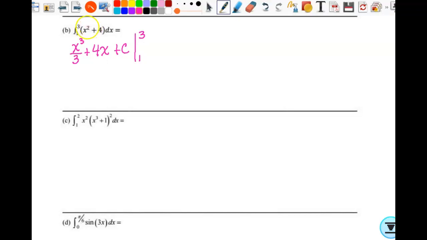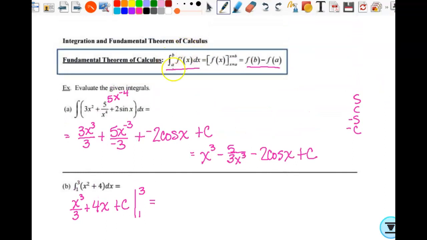If this is f prime of x, this is f of x, okay? So that means that when I integrated it, that is equal to this function evaluated at 3 minus the function evaluated at 1, right? That's what this is saying right here. We integrate it like we just did, and then that integral is going to be equal to the function evaluated at b, the top, minus the bottom.